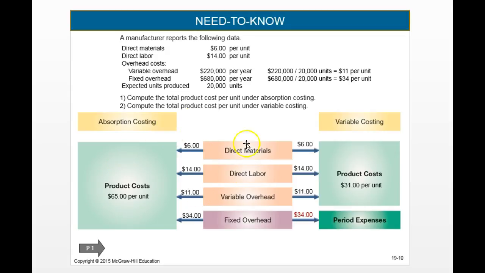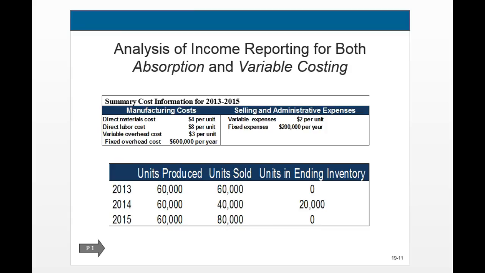So this stores that fixed cost. If I don't sell everything, part of those fixed costs stay in the inventory, which makes a heck of a difference. So keep that in mind. Here's an analysis of it now. What we're going to look at is when you have produced 60,000 units and you sell 60,000 units and there's no ending inventory, there's really no difference between the two methods.